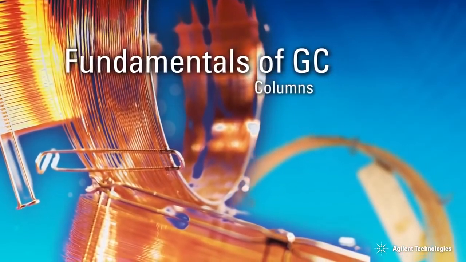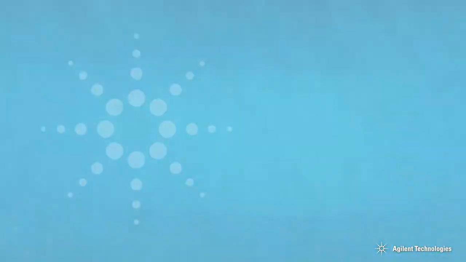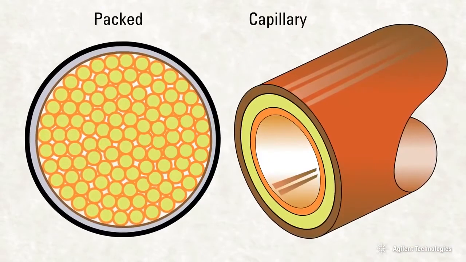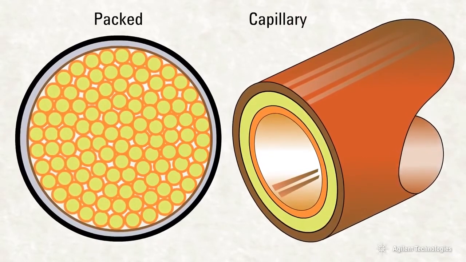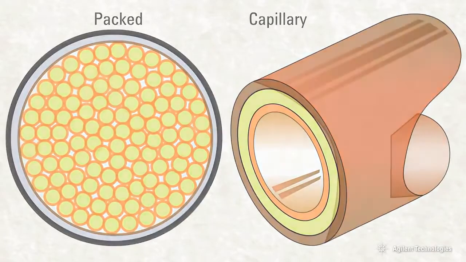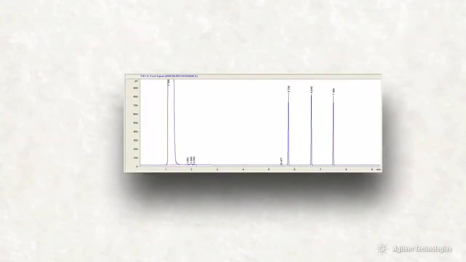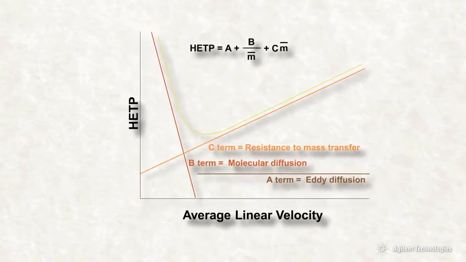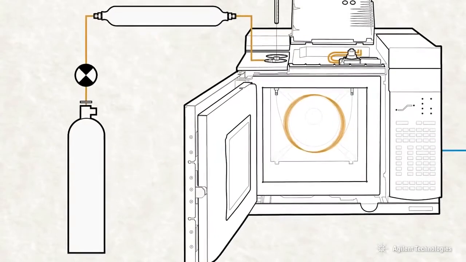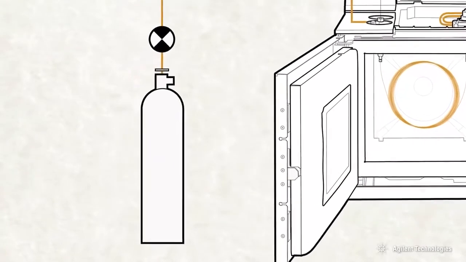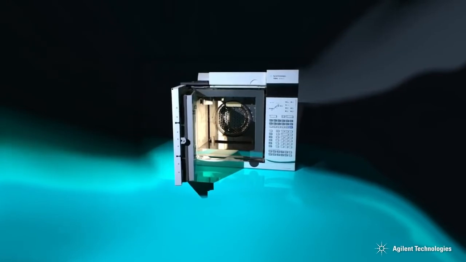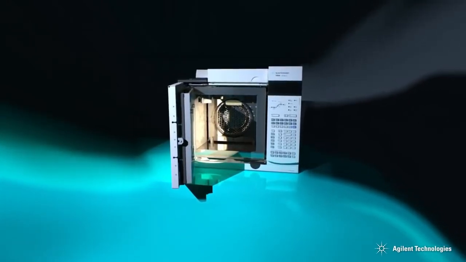By completing this module, you should be able to identify a packed versus capillary GC column, describe the unique features and differences of a packed versus a capillary GC column, describe how peak separation occurs in a GC column, apply the concept of theoretical plates and the Van Deemter curves to the GC method setup, select the appropriate carrier gas for a GC analysis, select the correct column for a GC analysis based on its dimensions and stationary phase.